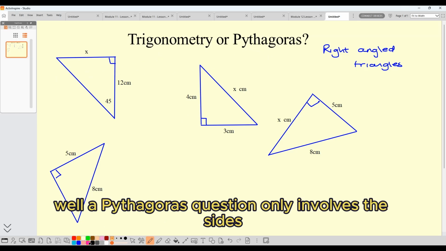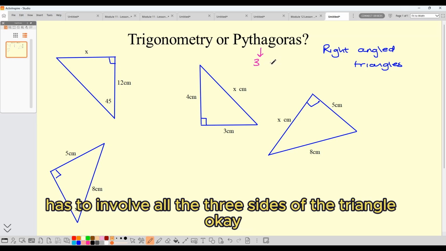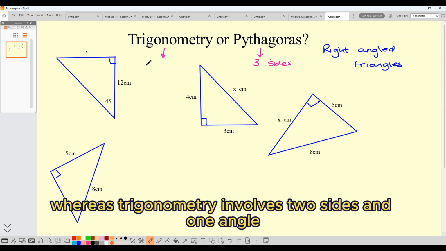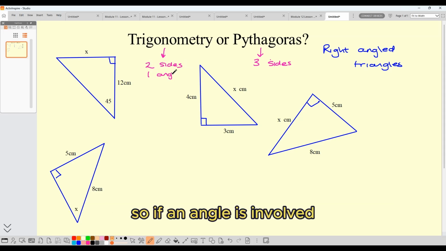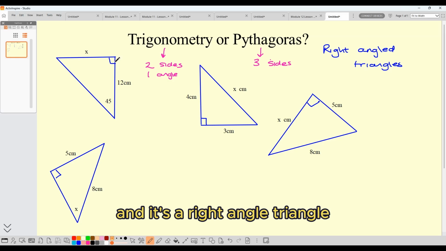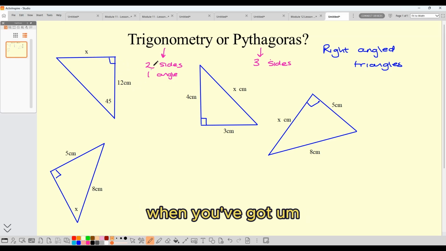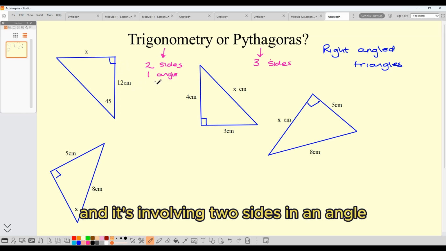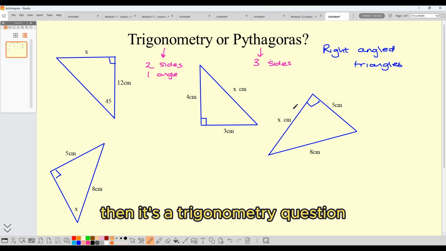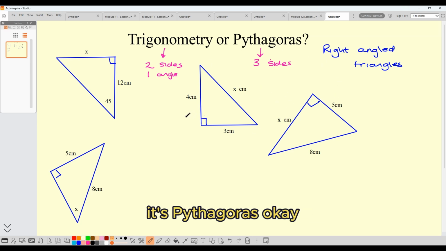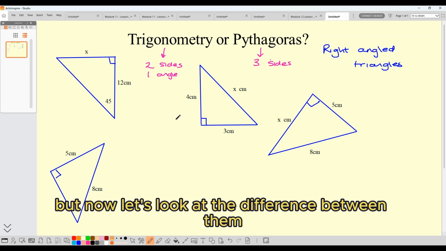Now, the main differences between trigonometry and Pythagoras. Well, a Pythagoras question only involves the sides. It normally has to involve all the three sides of the triangle. Whereas trigonometry involves two sides and one angle. So if an angle is involved and it's a right angle triangle, and it's involving two sides and an angle, then it's a trigonometry question. If it involves three sides, it's Pythagoras. Okay, but now let's look at the difference between them.